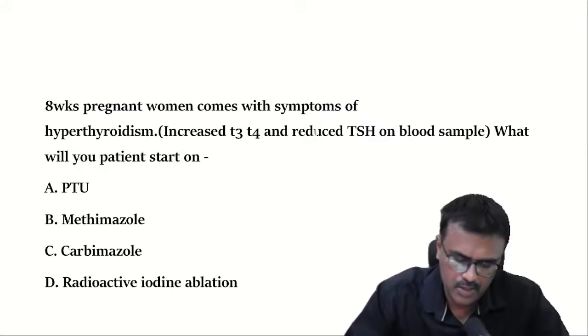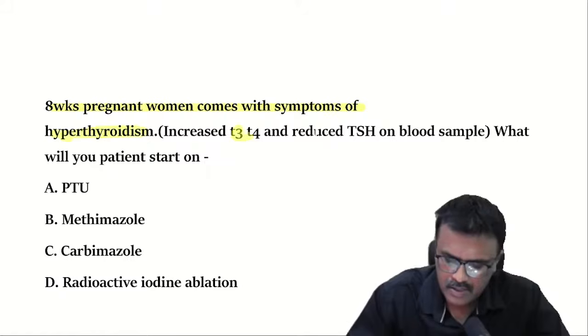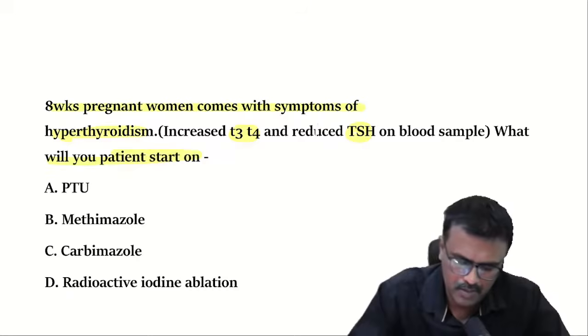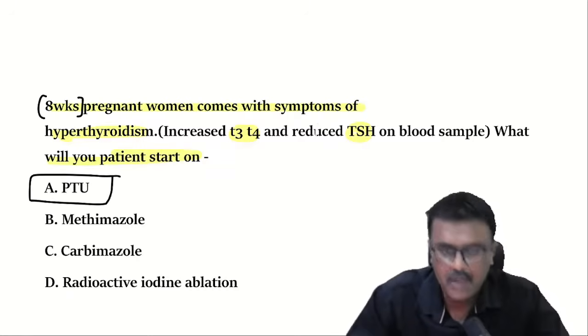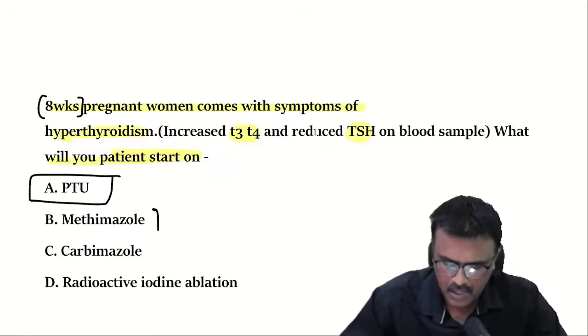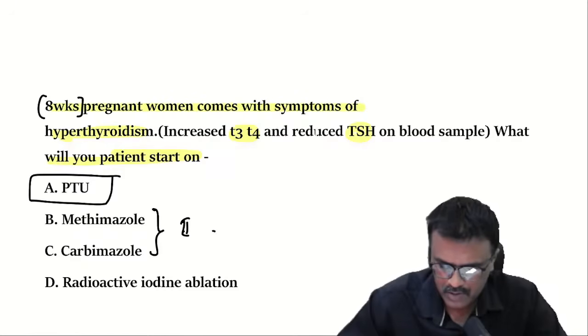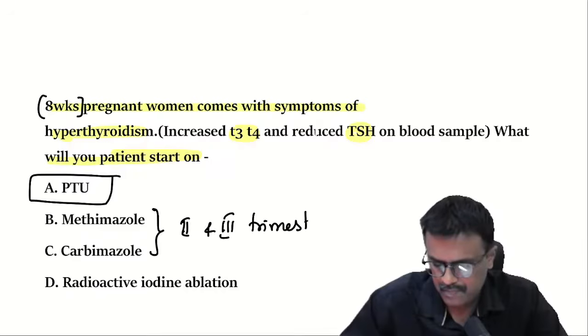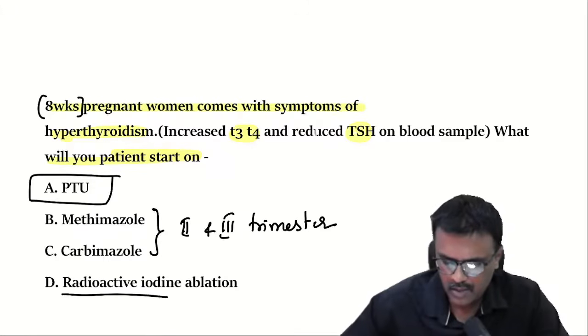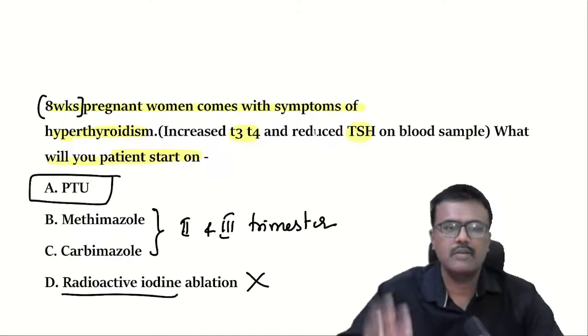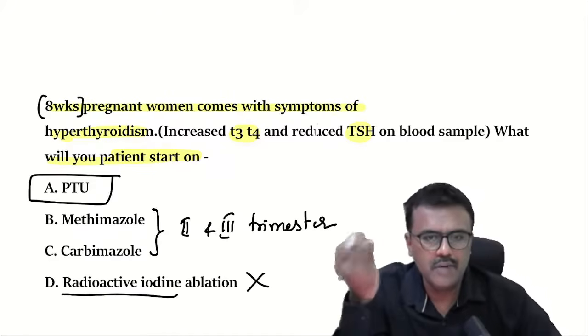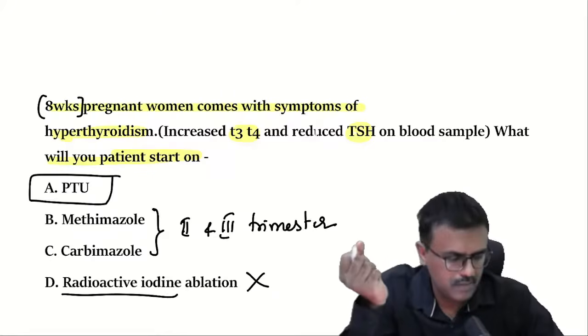Now coming to the next question, an 8 weeks pregnant woman comes with symptoms of hyperthyroidism, T3, T4 increased, TSH reduced. What will you give the patient? 8 weeks means first trimester, so what I prefer is propylthiouracil. Carbimazole and methimazole are the drugs of choice for the second and third trimester. Radioactive iodine I don't give in pregnant women because it's a radioactive material which can cause damage to the fetus.